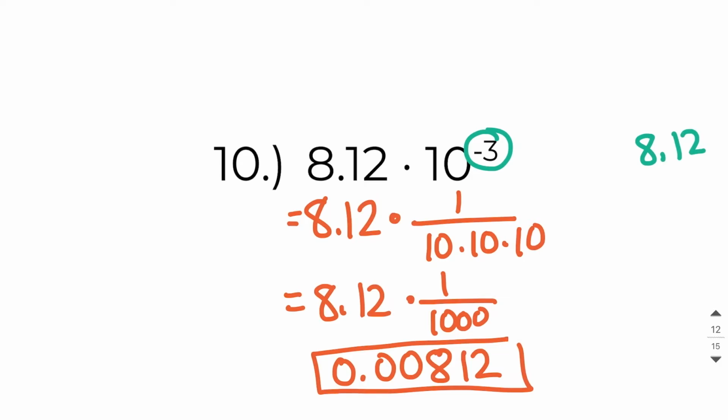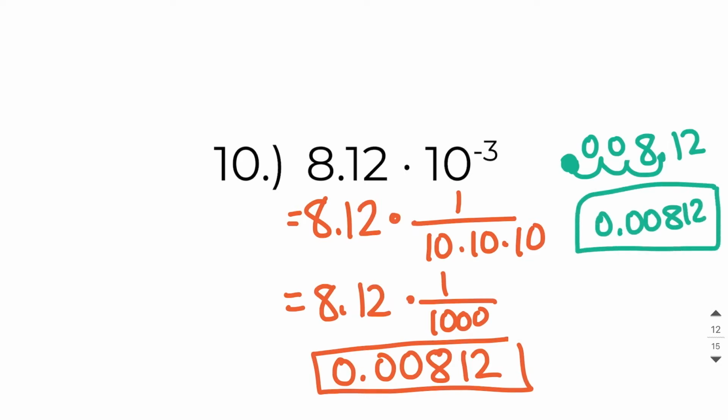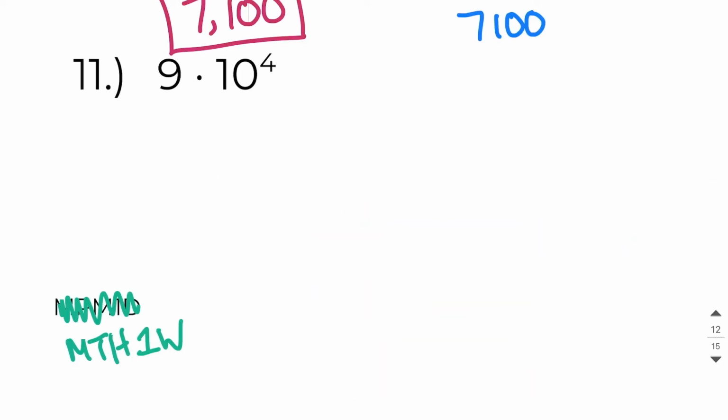But again, you can also just say, well, this is 10 to the power of -3, which means I should have a decimal. So I move this over 1, 2, 3 times. Here's my decimal, where my new decimal place is. Fill these in with zeros, and that's how you get 0.0812. Okay? All right, in our next example here, it's 9 times 10 to the power of 4.